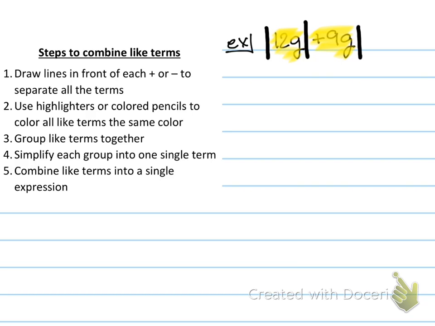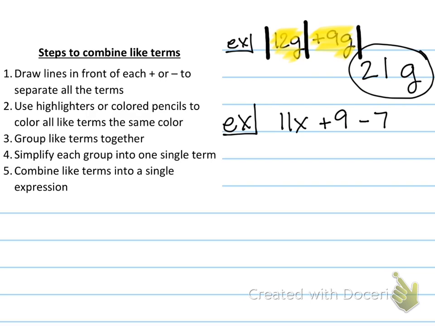And because they are the same type of term, we can add them together. So I know that when I add these together, it's going to have a G. And then I'm going to look at 12 plus 9, and that is 21. So simplifying this expression leads to the answer 21G. That's as simplified as we can make it.